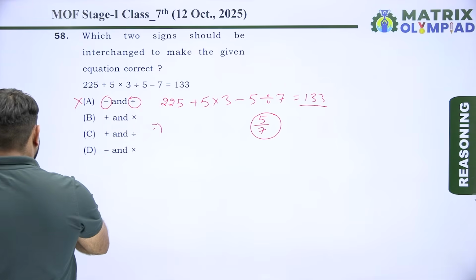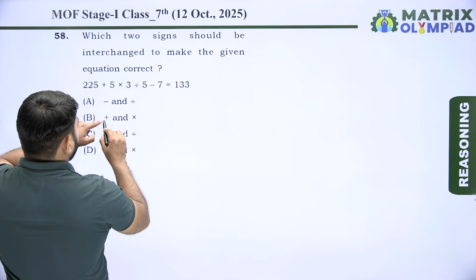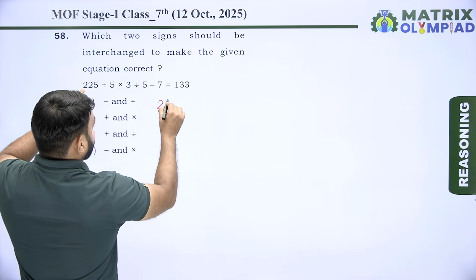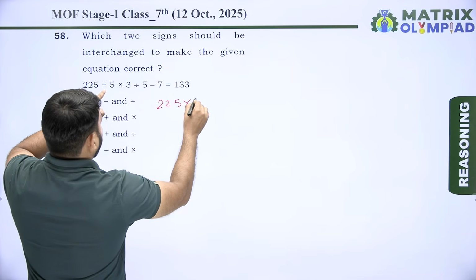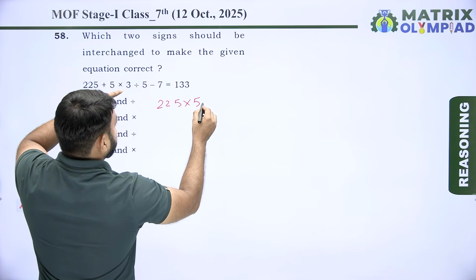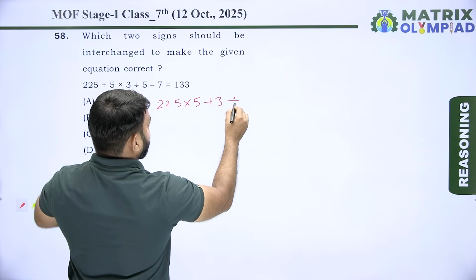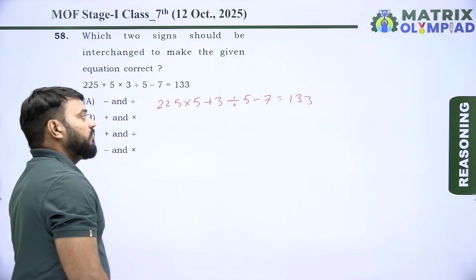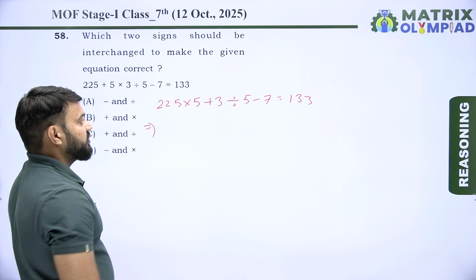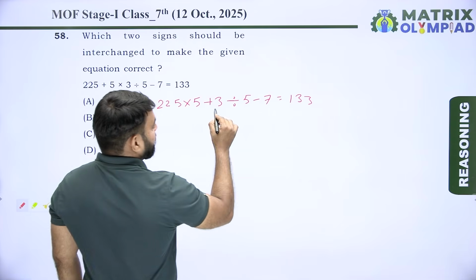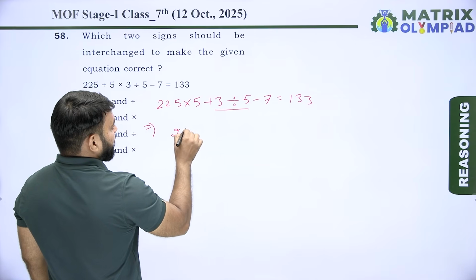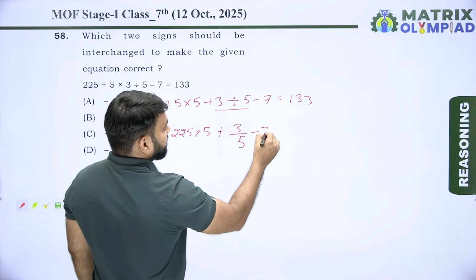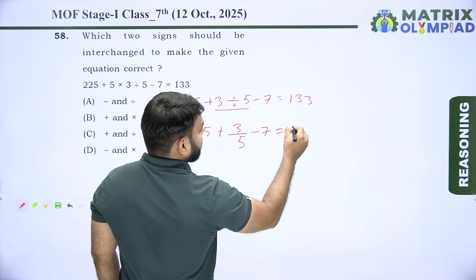Now taking option B. According to option B, interchange the plus and multiply. So the equation is 225 plus, it means multiply, 5, multiply, it means plus, 3 divided by 5 minus 7 is equal to 133. Now using the BODMAS rule in this equation, first divide the numbers. 3 divided by 5. 225 multiplied by 5 plus 3 divided by 5 minus 7 is equal to 133.